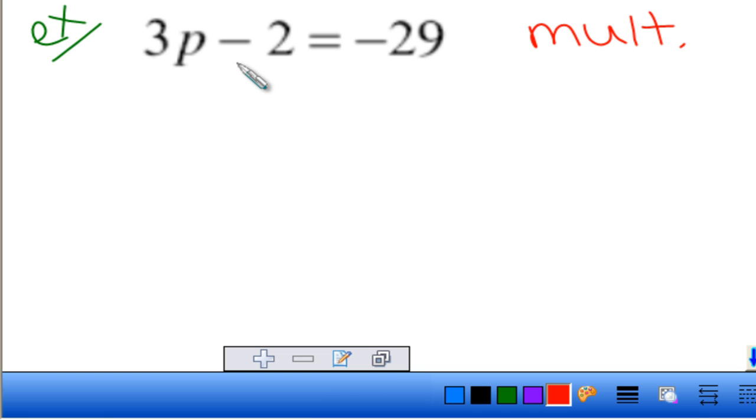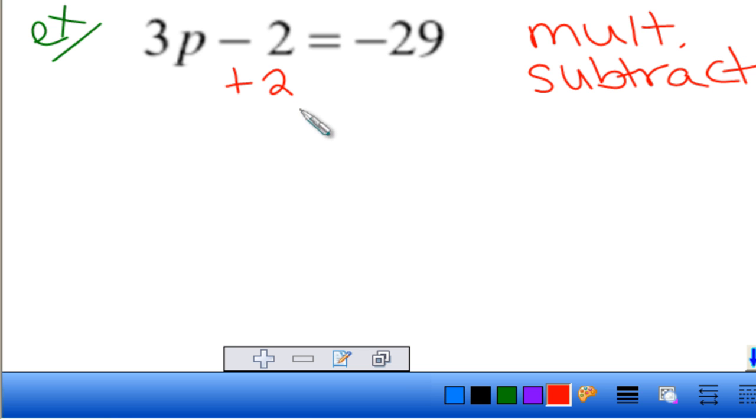After we did multiplication, what would we do? We would subtract. So we need to do this backwards and the opposite. So how do we get rid of subtraction? We're going to add. So to get rid of this minus 2, we're going to add 2 to both sides.